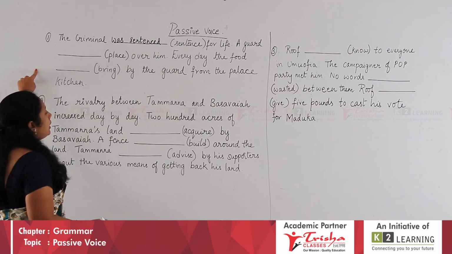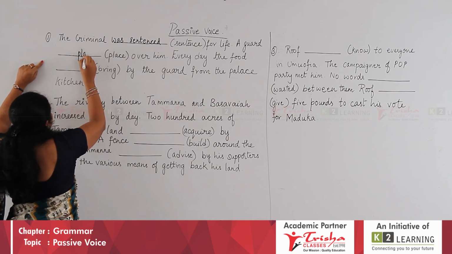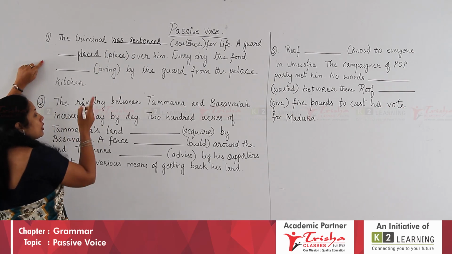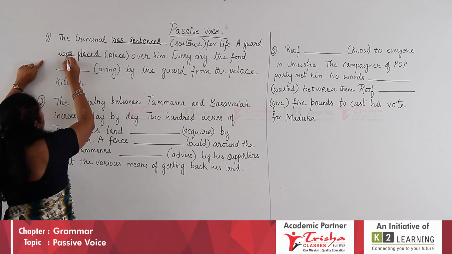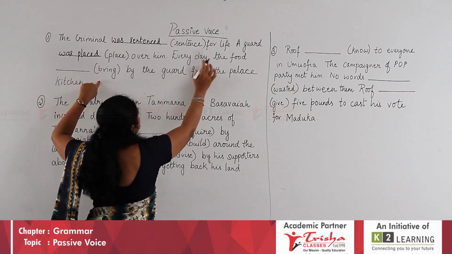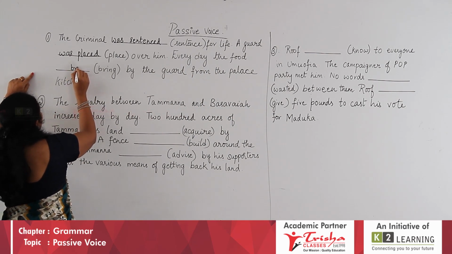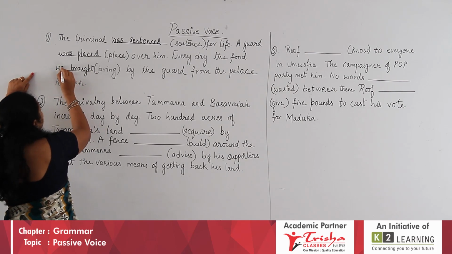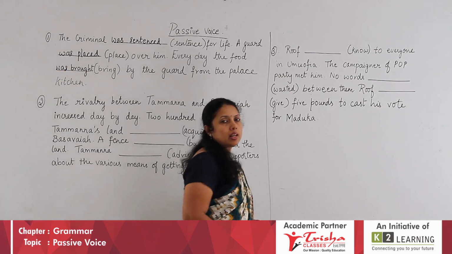A guard, again here, place becomes placed, and to it we have to add a perfect tense or another past tense. So it has to be was placed over him. Every day the food, again here for bring, it is brought. The food was brought by the guard from the palace kitchen. So it is as simple as that.